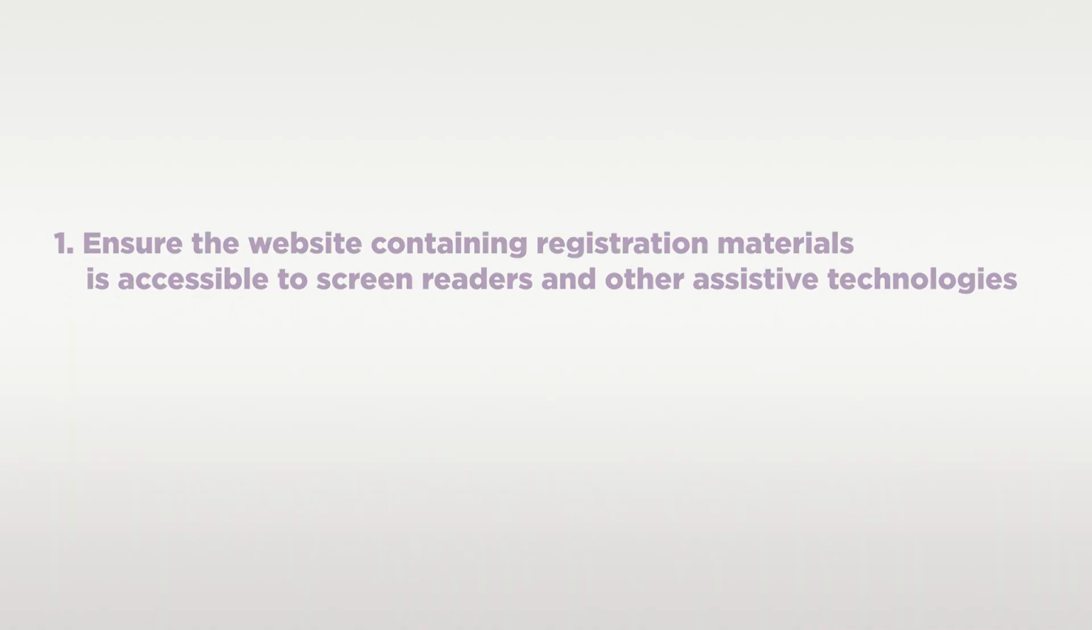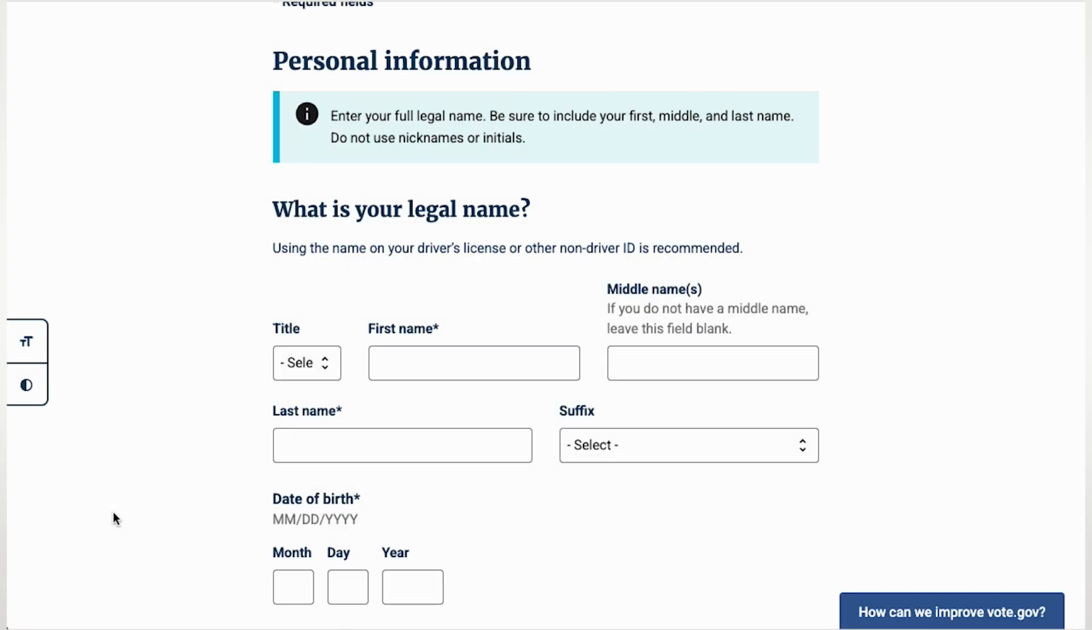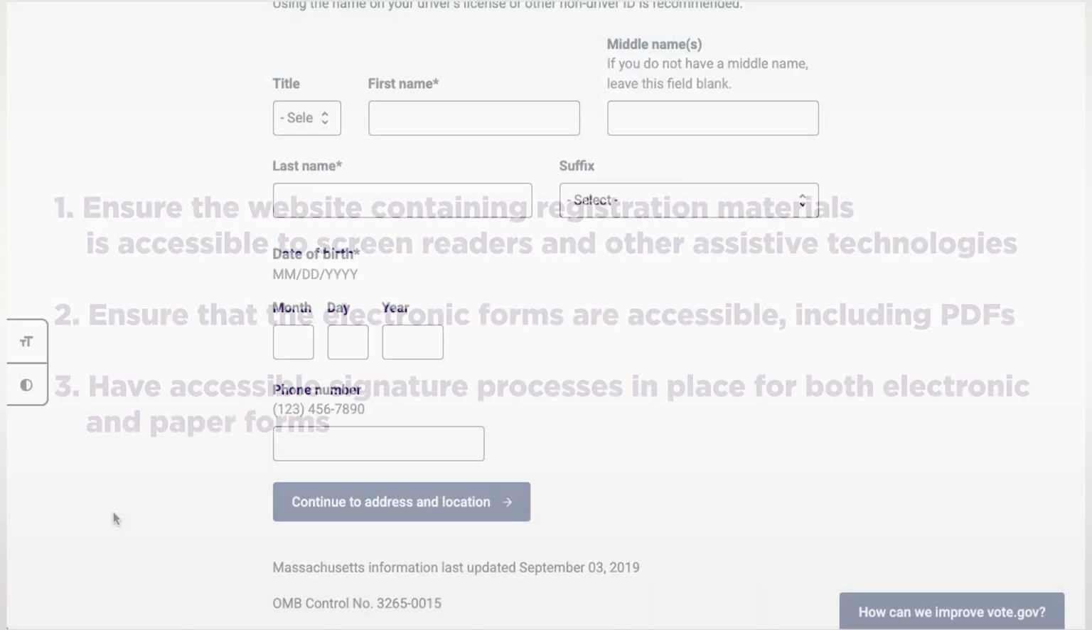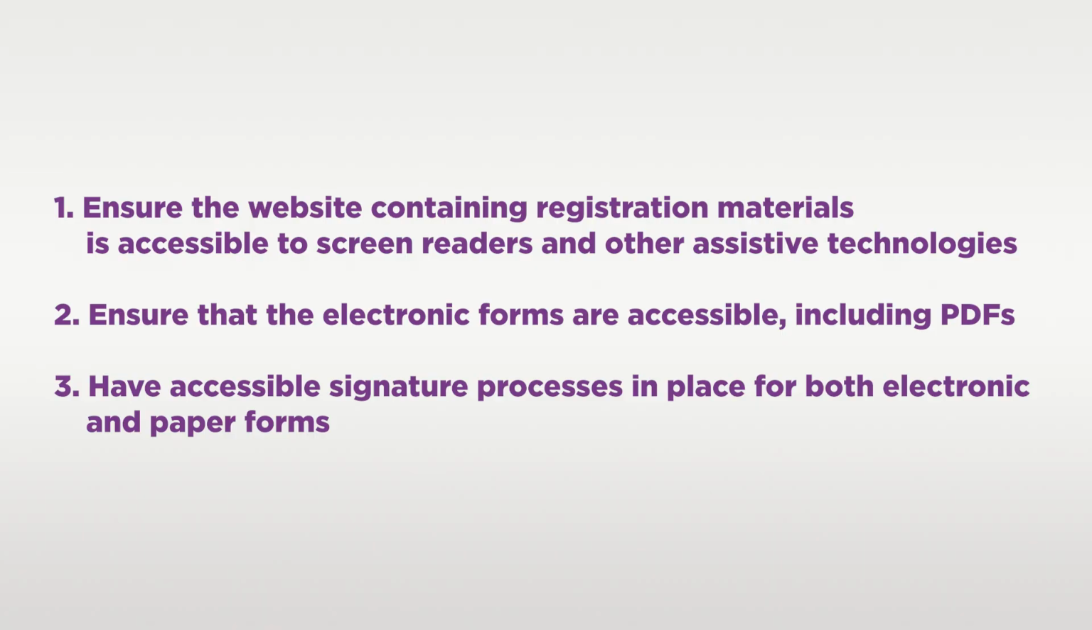Here's a checklist for online voter registration. Ensure the website containing registration materials is accessible to screen readers and other assistive technologies. Ensure that the electronic forms are accessible, including PDFs. Have accessible signature processes in place for both electronic and paper forms.